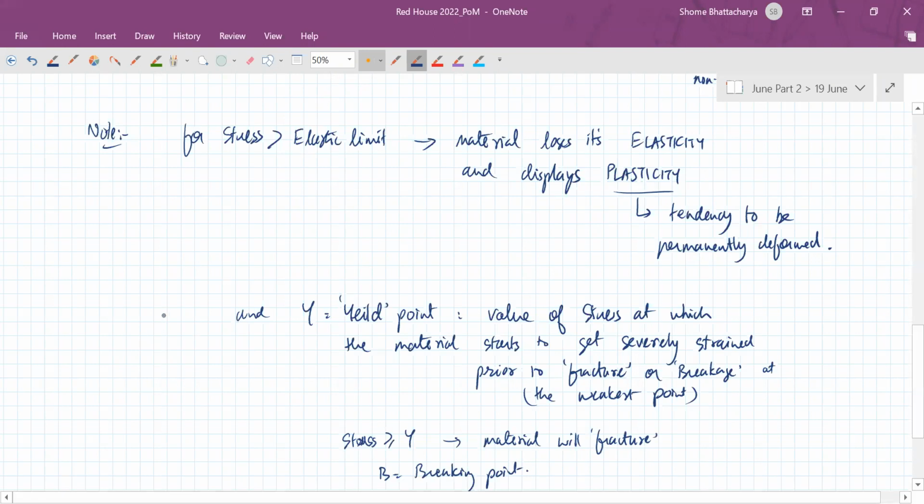Okay, so all these values, the graph, then the values of proportionality limit, elastic limit, yield point, and breaking stress. These all come from statistical analysis of stress testing experiments.